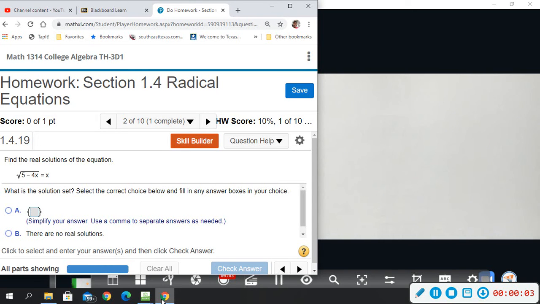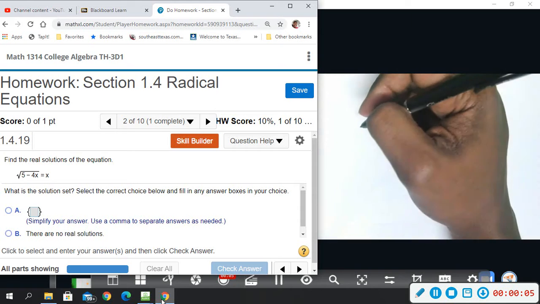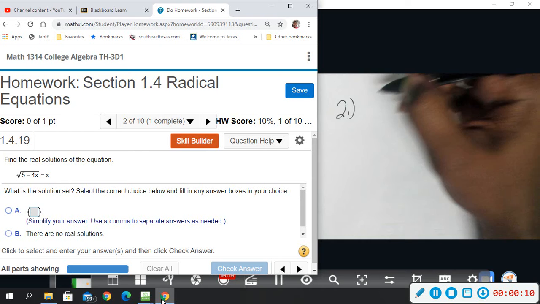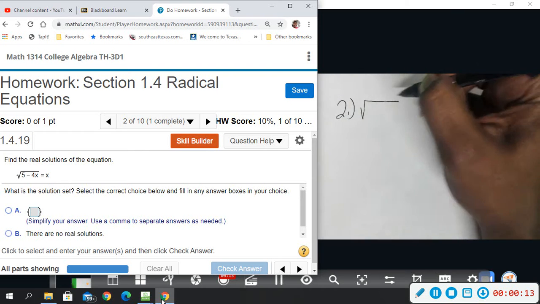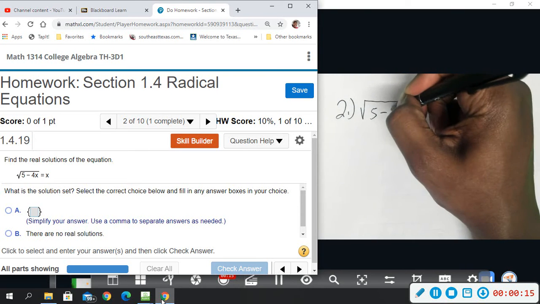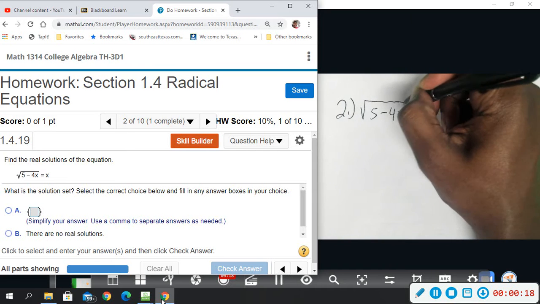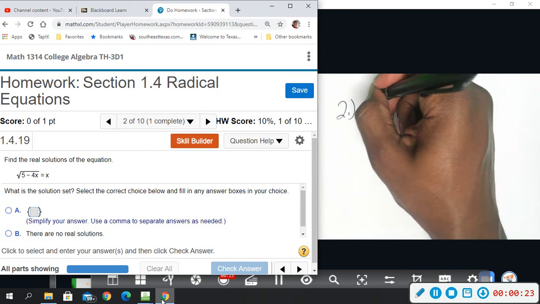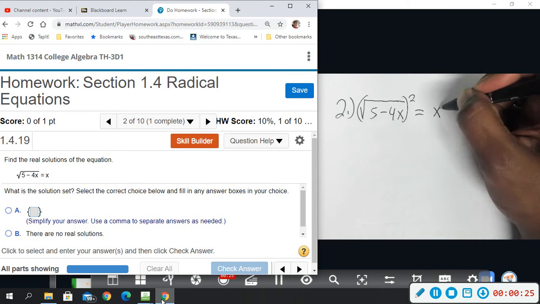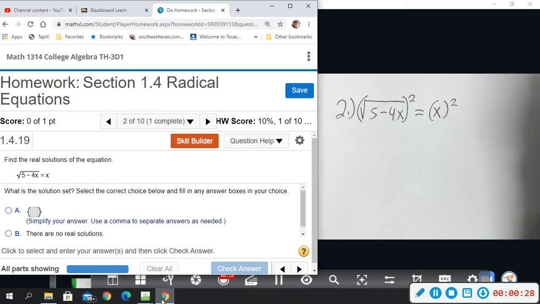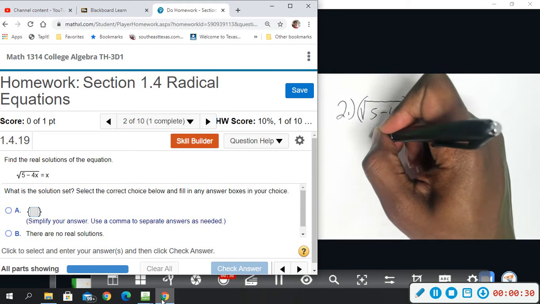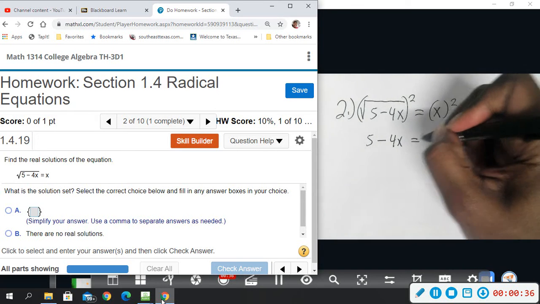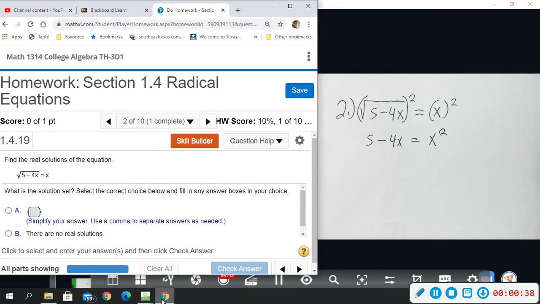Number 2, another radical equation. We want to find the solutions. Alright, so we have the square root of 5 minus 4x equals x. So to get rid of the radical, we're going to square both sides. And that will get rid of the radical, so that will leave us with 5 minus 4x equals x squared.